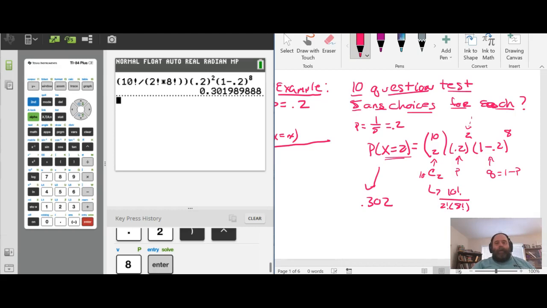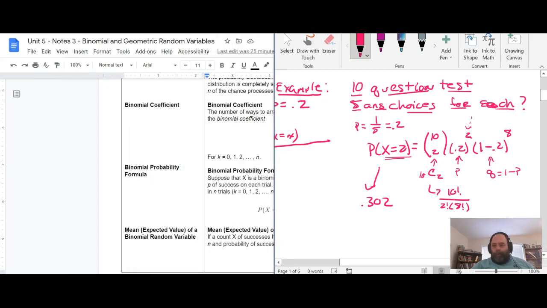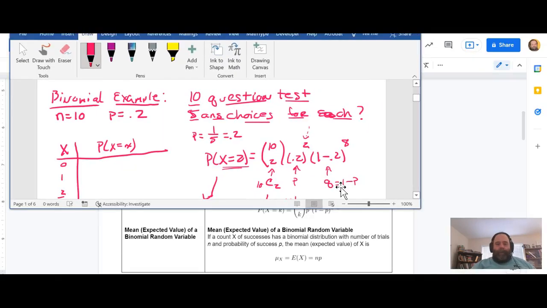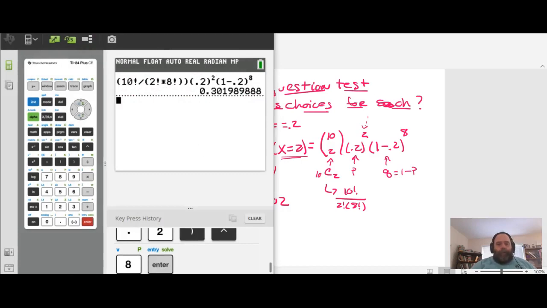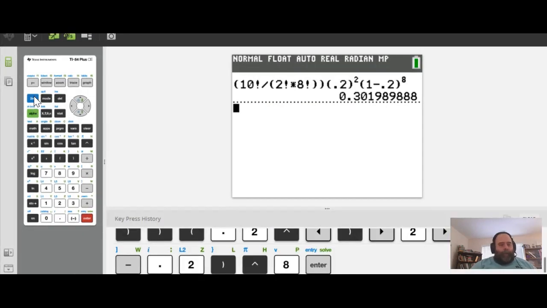So if I'm looking at my little chart here, what I just found was that the probability of getting 2 of these correct is 0.302. Now, that's really convoluted and complicated, so I'm going to show you how to make this a little simpler. I'm going to show you where the binomial distribution is.